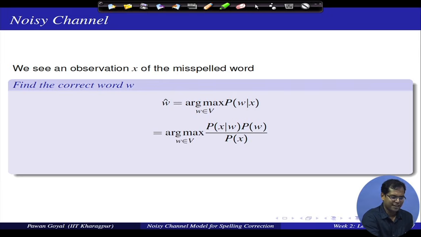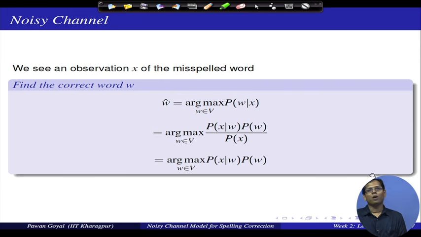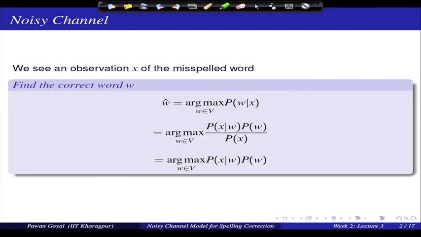Okay, so I write it like that, and I remove the probability P(x), and that's how I will find out which one is the correct word w for x, which one gives me the maximum probability for P(x given w) times P(w). So now we will see how we compute these probabilities individually. What are the various ways we can compute these probabilities?